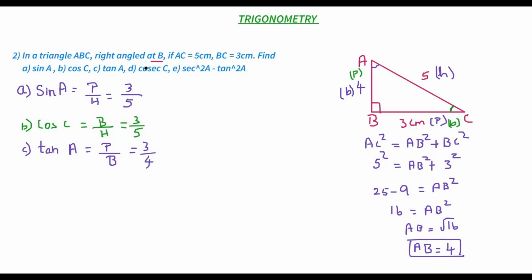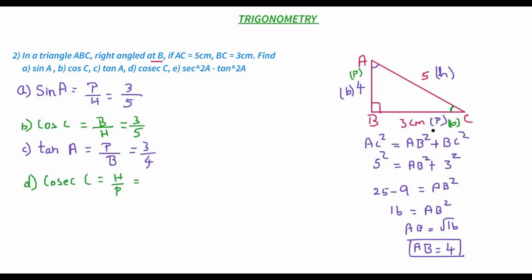Easy. Now we have to find cosec C. Cosec C now with reference to angle C. So let's do the D question, which is cosec C. Cosec C is the reverse of which thing? Is it reverse of sine or cos? Yes, it is the reverse of sine. So reverse of sine is h by p. You just need to reciprocate it. H by p.